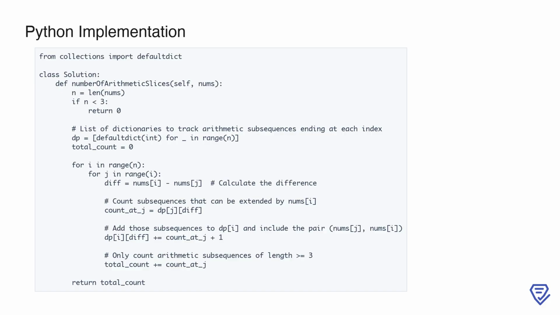Time and space complexity. Time complexity. The solution has a time complexity of n squared, where n is the length of the array. This is due to the nested loop structure. Space complexity. The space complexity is n*d, where d is the number of unique differences. In the worst case, this can be close to n squared. This approach is efficient and handles all edge cases, including arrays with repeated elements or large differences.